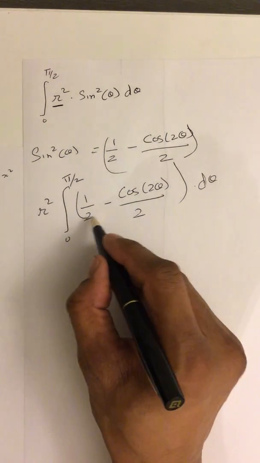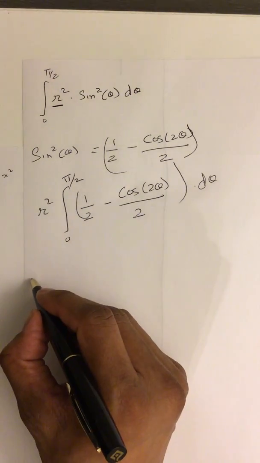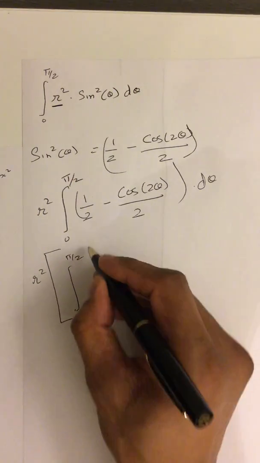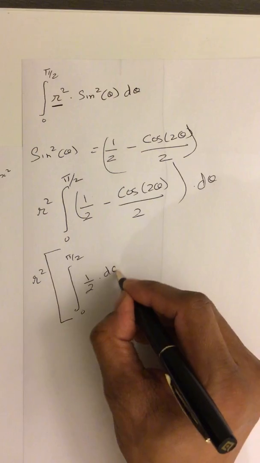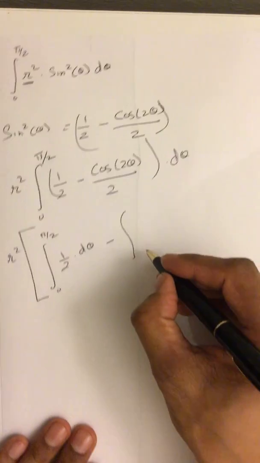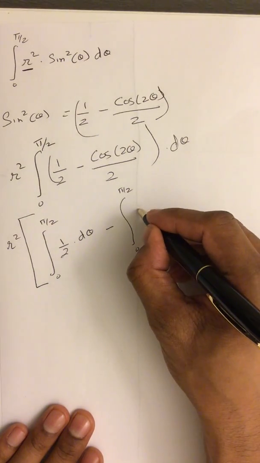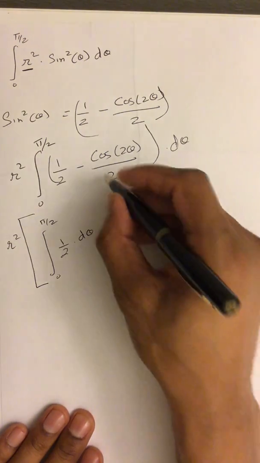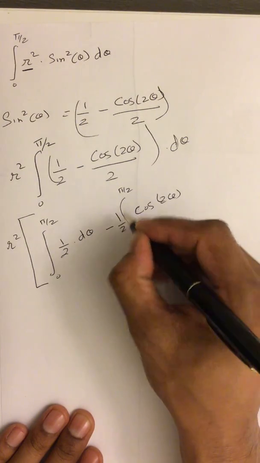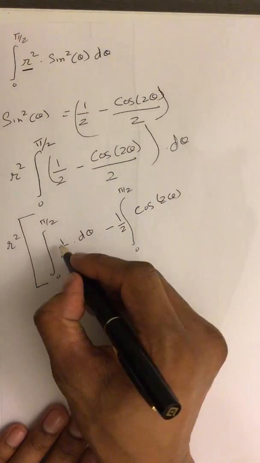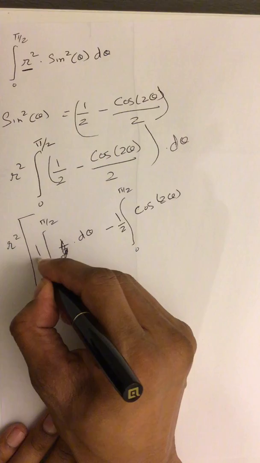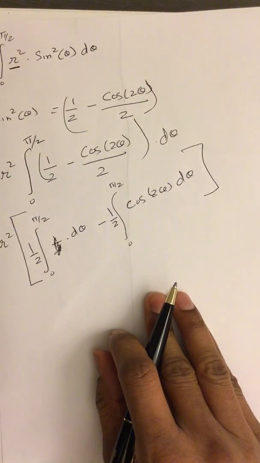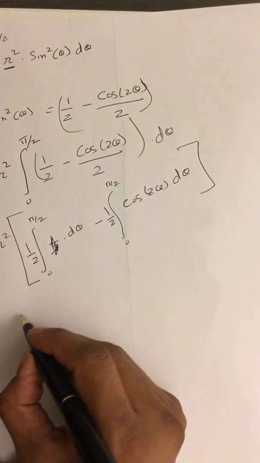Now we can split this integral into 2, so r square remains outside, and we split this into 2 integrals: integral of 1 by 2 d theta, minus the integral from 0 to pi by 2 of cos 2 theta by 2. I'm going to take this 1 by 2 outside, because it's a constant. So 1 by 2 here, and just d theta, and this is cos 2 theta d theta. Integration of d theta is just theta.